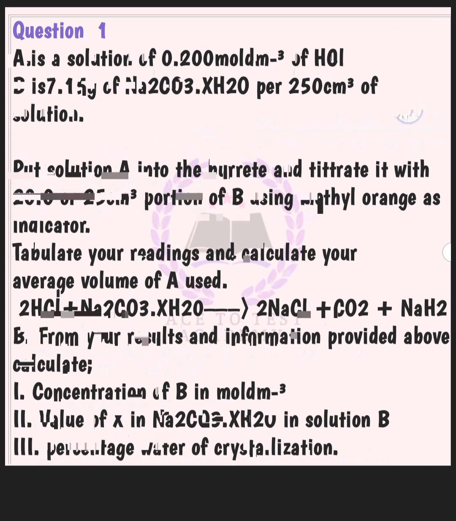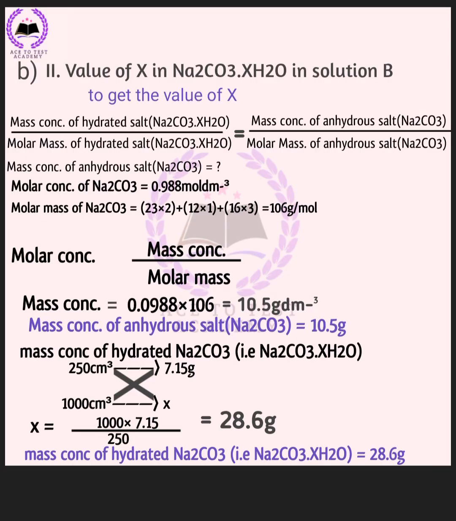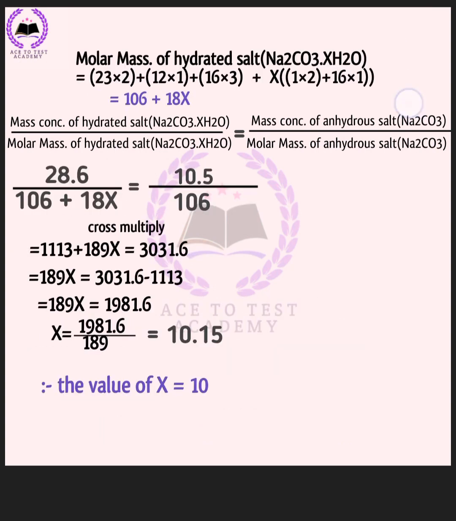Now here it is. 250 cm cube gives us what? 7.15 gram, while 1000, that's constant, gives us what? X. Now if you cross multiply, our X will be 1000 multiplied by 7.15 all over 250. So if you press the calculator and divide everything, you get 28.6 gram. Exactly 28.6 gram. And we've gotten the mass concentration.